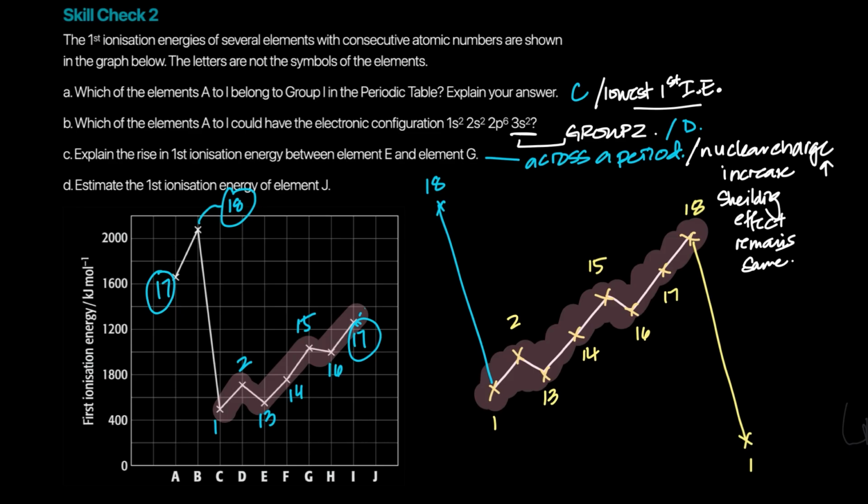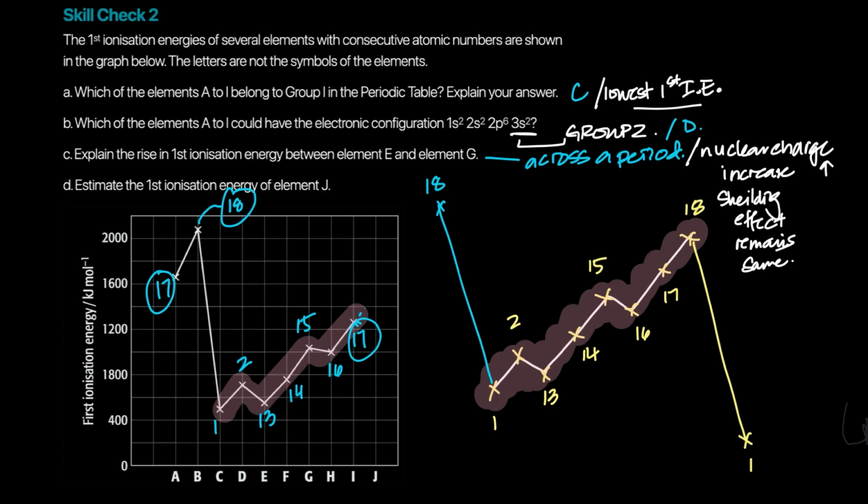Therefore effective nuclear charge increases, absolutely. And that's why across a period it becomes harder to lose the outermost electron. Therefore the ionization energy increases.